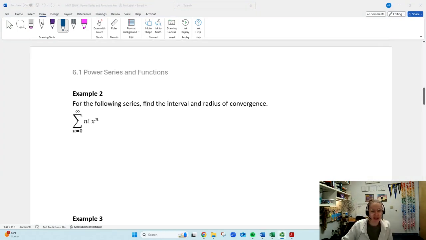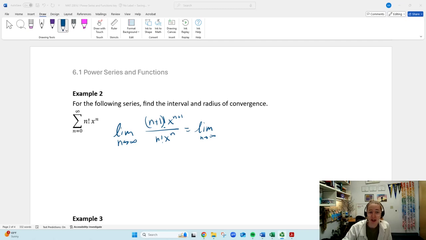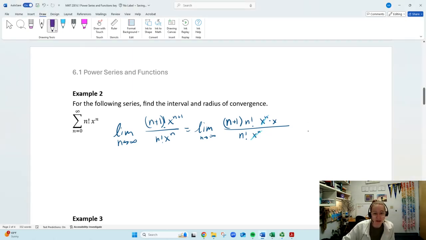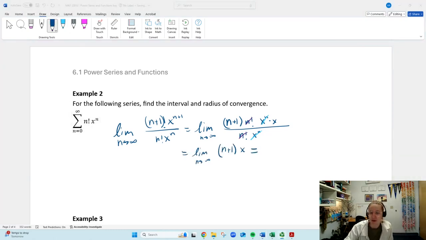Okay, I want to look at this next example here. So again, I'm going to use my ratio test, and I'm actually going to peel apart that factorial and the x to the n plus 1 to be x to the n times x. I have some values that cancel out here, and I'm just left over with my limit as x is approaching infinity of n plus 1 times x, which, because my n is getting bigger and it's not in my denominator, this is actually going to be infinite, and the only thing that would cause it not to be infinite is if x is equal to 0.